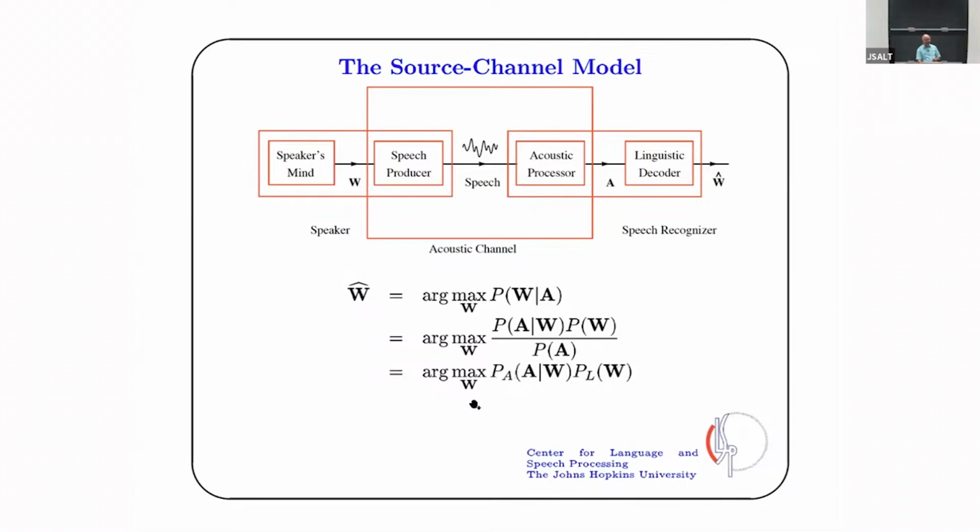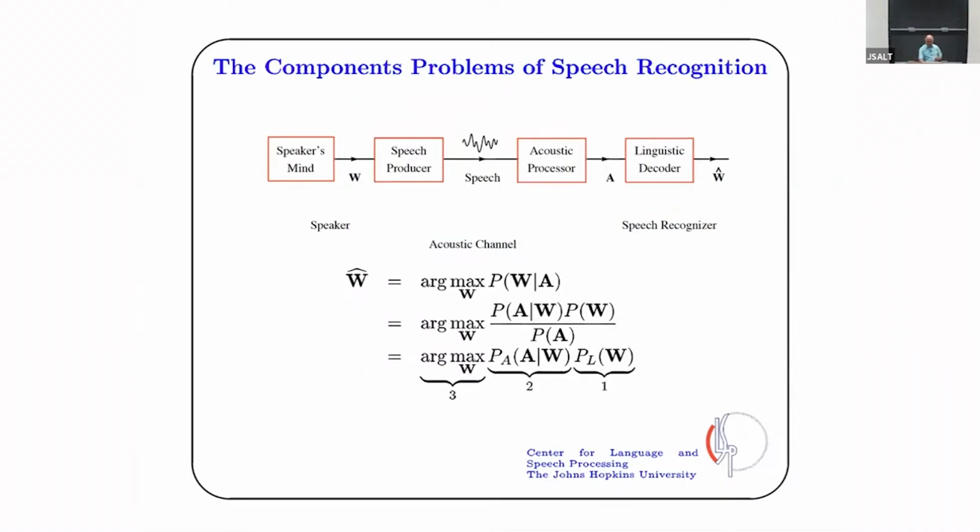And then, of course, I have to find the W that maximizes the product of these two probabilities given a fixed A, and given that W is my free variable, right? And now this is an optimization problem. So we've got ourselves three problems. Figure out a probability for word sequences. That's the first problem, P of W. Figure out a probability distribution over acoustic vector sequences given word sequences. That's the acoustic model. That's problem number 2.